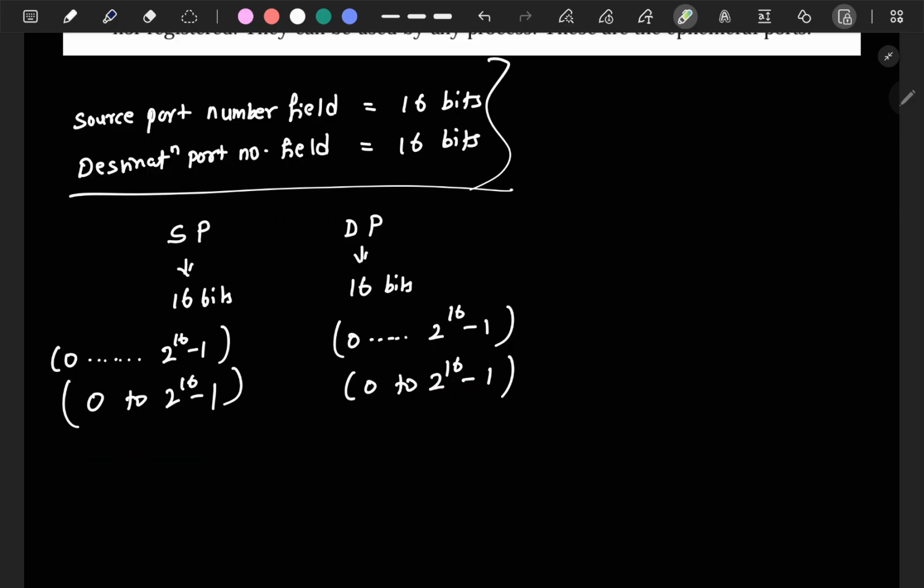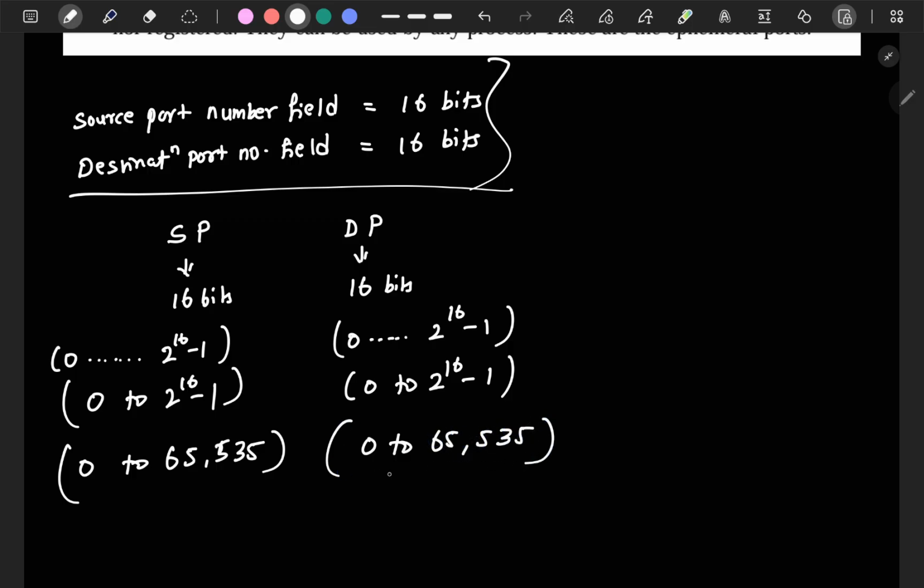So what would be the last? 2 raised to power 16 minus 1 means 0 to 65535. Yeah, that would be the last port number. Here also, 0 to 65535. So this would be the last port number, and this would be the first port number we can assign to any application.